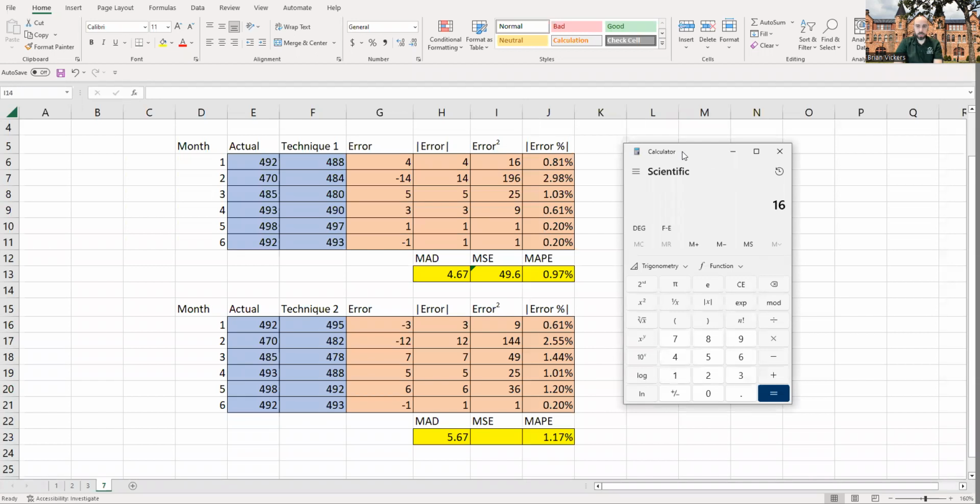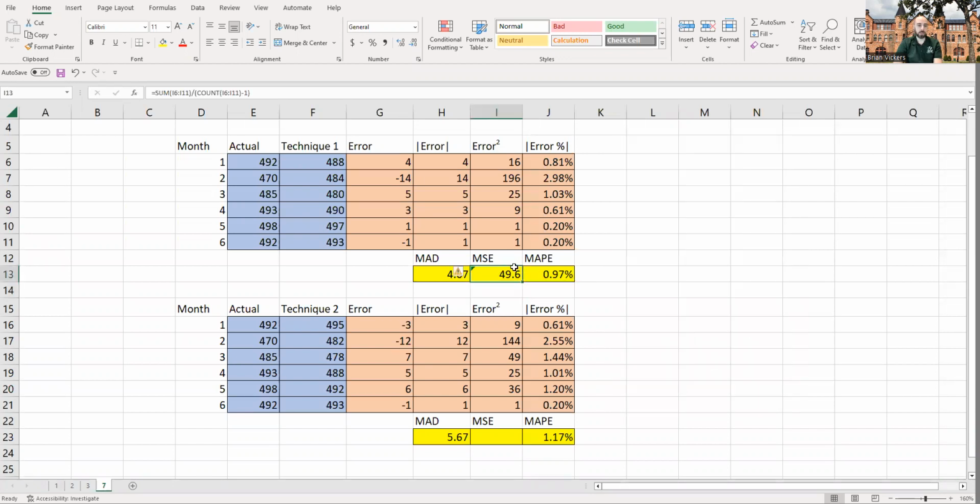So it's going to be 16 plus 196 plus 25 plus 9 plus 1 plus 1. I get 248. And again, I'm not dividing by 6. I know that 6 minus 1 is 5, so I'm going to divide it by 5. I get 49.6. So there we go. Copy this down to here, 52.8. So in all cases, technique 1 was more accurate.